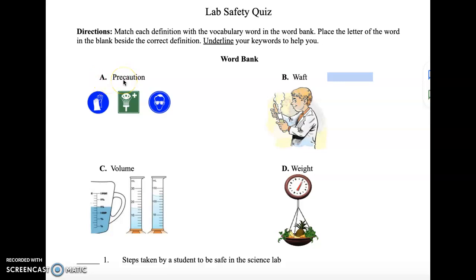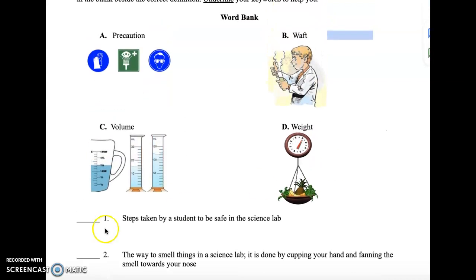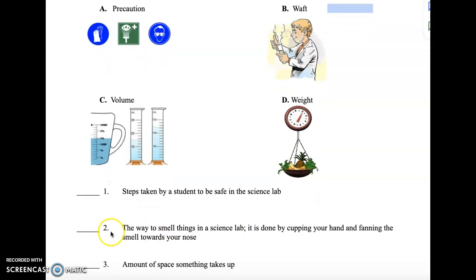A. Precaution. B. Waft. C. Volume. And D. Weight. Number 1. Steps taken by a student to be safe in the science lab. Number 2. The way to smell things in a science lab. It is done by cupping your hand and fanning the smell towards your nose.